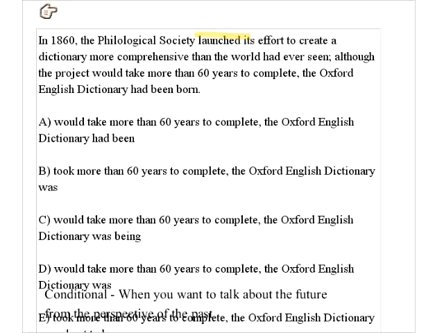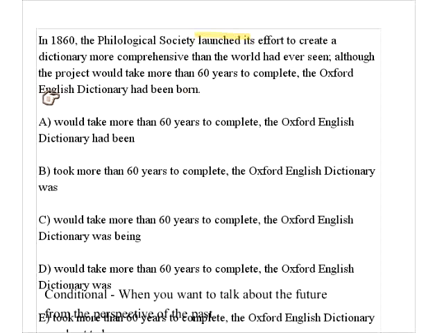We are indeed, because this is past, we're already in the past tense. So although the project would take more than 60 years. So in other words, let's think about the meaning as well. The point we're trying to make is, even though this thing wasn't going to finish for a long time, it was at least started, right? That's kind of our overall meaning.